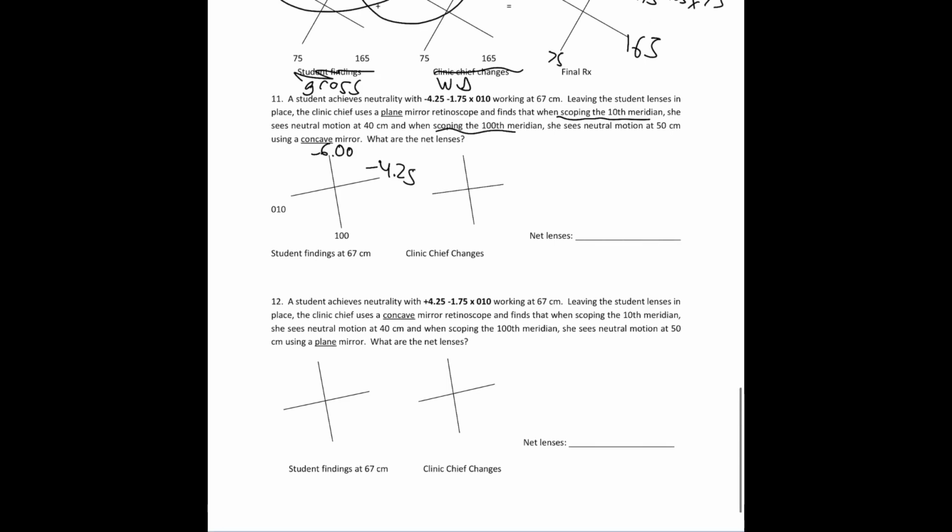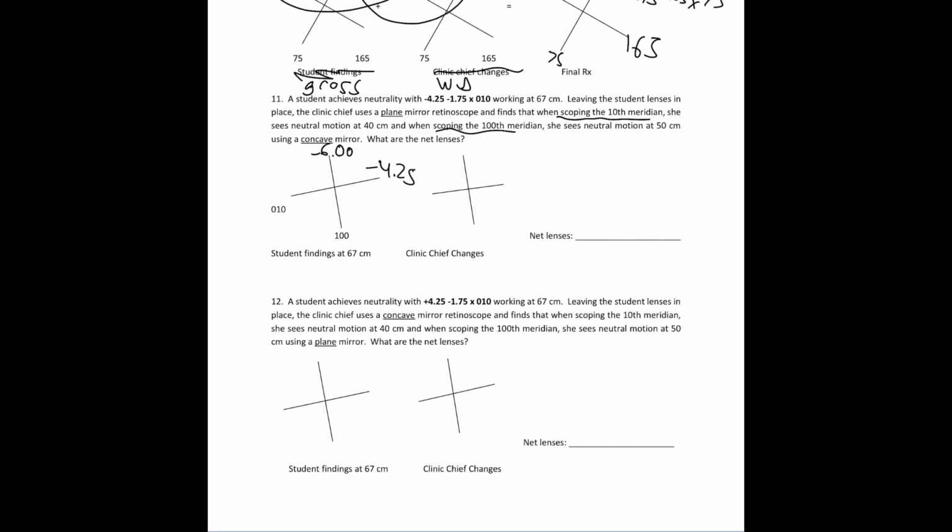So they see, and then the other difference with this one is that it's saying we scope the 10th meridian and we scope the 100th meridian. So all the previous questions, we've been flipping it. So we've been saying they've been oriented to the 10th meridian, which means they're scoping the 100th, right? In this case, it's very straightforward. They're scoping the 10th meridian, so what happens at the 10th meridian applies to the 10th meridian. So let's just focus on that for now.